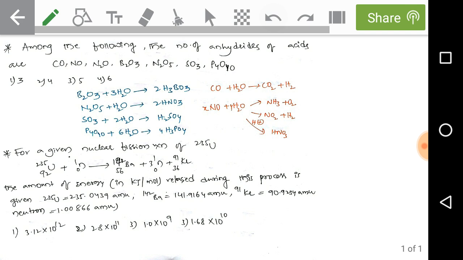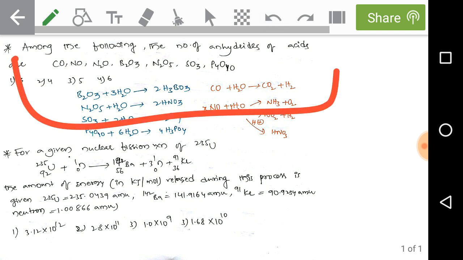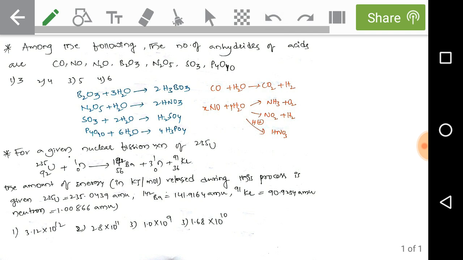Okay, and next question: among the following, the number of anhydrides of acids. Here B2O3 reacts with water to produce boric acid, N2O5 produces HNO3, SO3 produces H2SO4, and P4O10 produces H3PO4. That's why these are all anhydrides of acids. Whereas if you look at the reactions of CO in water, it produces carbon dioxide, and NO in water produces different compositions, producing ammonia and NO2, and in more acidic conditions they can produce acids. That's why here CO and NO are eliminated because they are not anhydrides of acids.